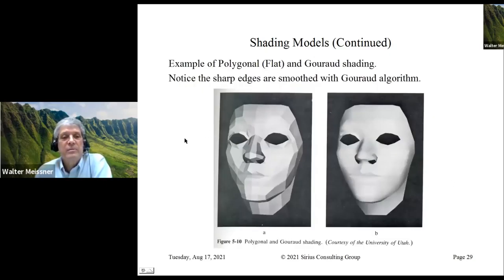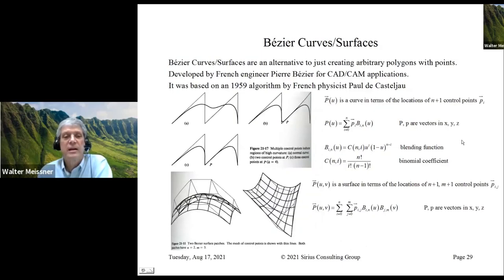So here's an example of another shading model. On the left, it's flat shading. On the right, it's Gouraud shading. And it's much easier to see the flat shading panels. And this is done for a face. And all these sharp edges can be smoothed out with Gouraud shading. This person actually used his wife as a model, and he inputted that into the computer, and then he applied a shading algorithm to get that.